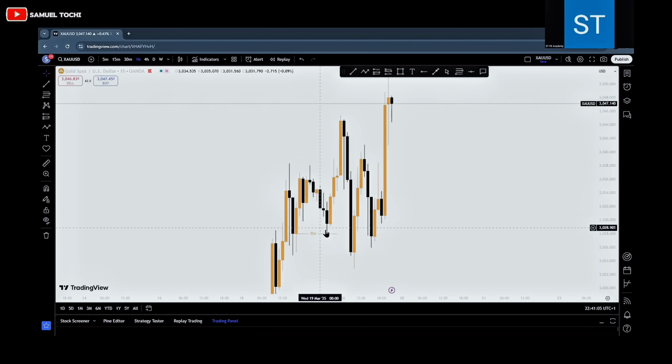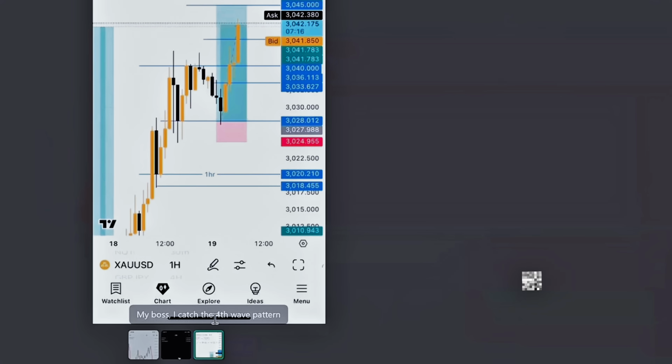Okay, so this particular structure now, let me show you. I think one of my students sent a screenshot of this, so you also see that I'm not joking. It's the fourth wave pattern. I'm not capping here. One of my students sent it to me this morning and said he caught that particular move this morning, this same fourth wave pattern. Let me do a quick screenshot. So the guy said, my boss, I cashed the fourth wave pattern. This is it here, so that you see that we are not capping here.